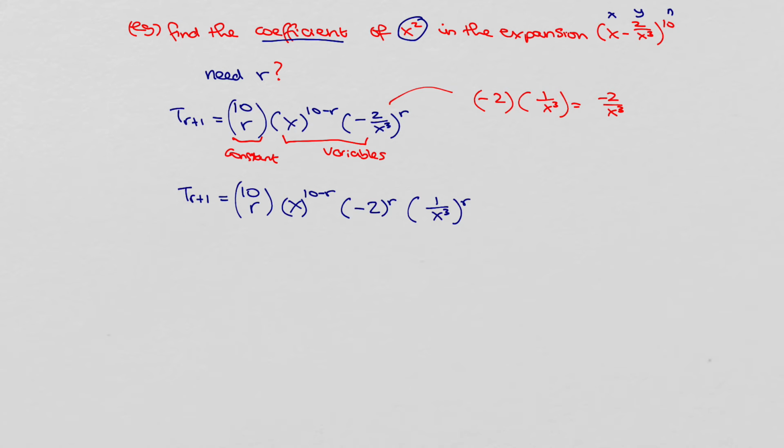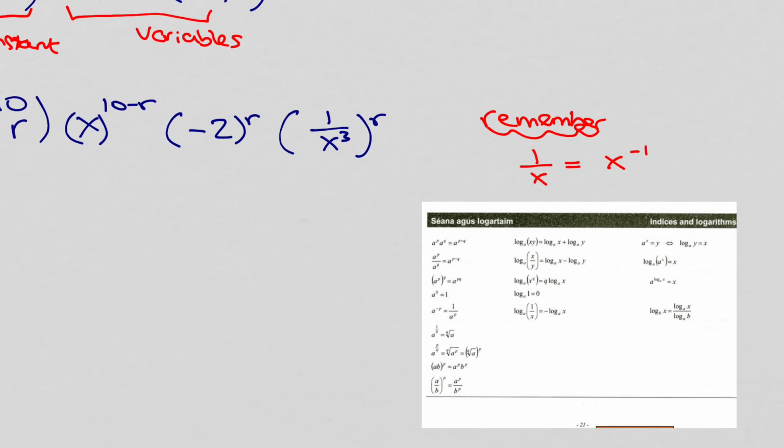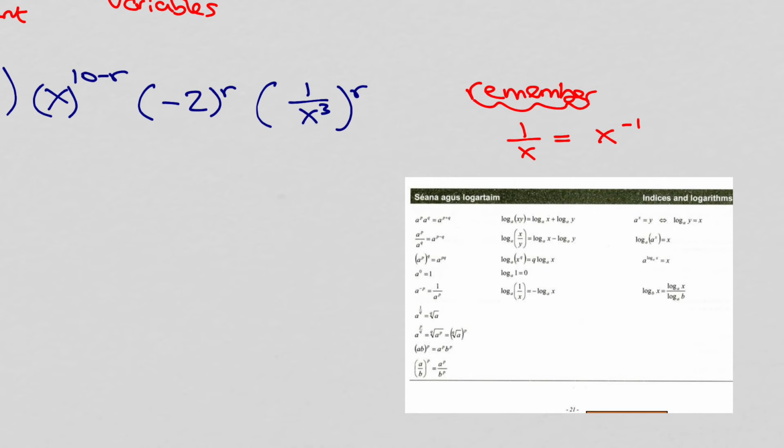If I then look at the 1 over x cubed, I want to write that as x to a power. And we might remember from junior cert that if I have 1 over x, that can be written as x to the power of minus 1. So if I look at my tables, at page 21, and zoom in here for a second, we can see that 1 over a to a power p can be written as a to the power of minus p.